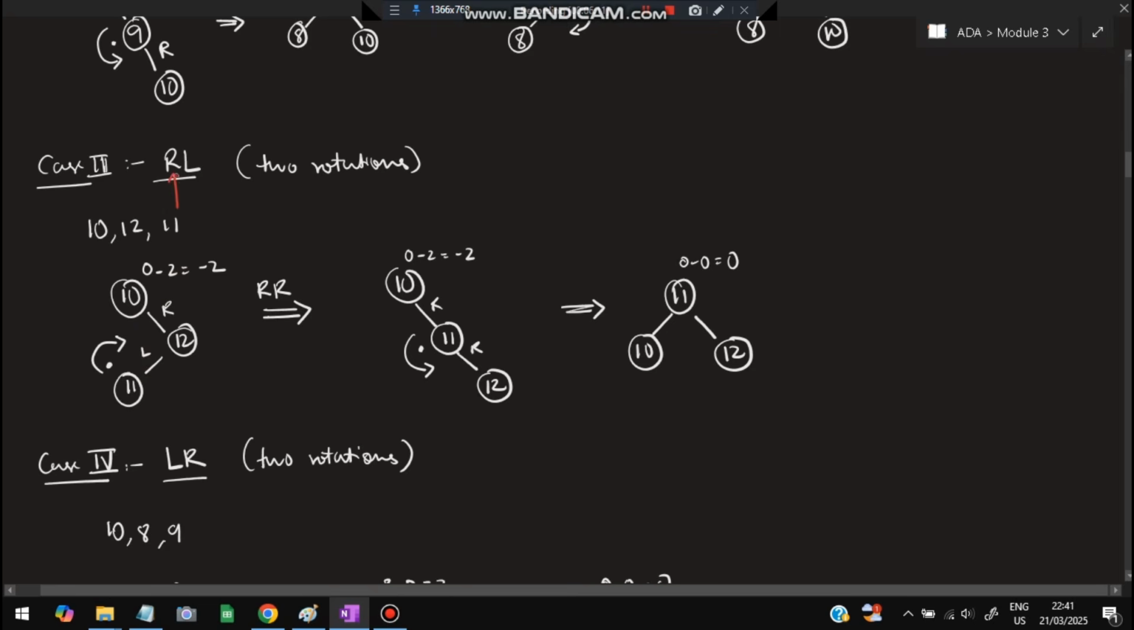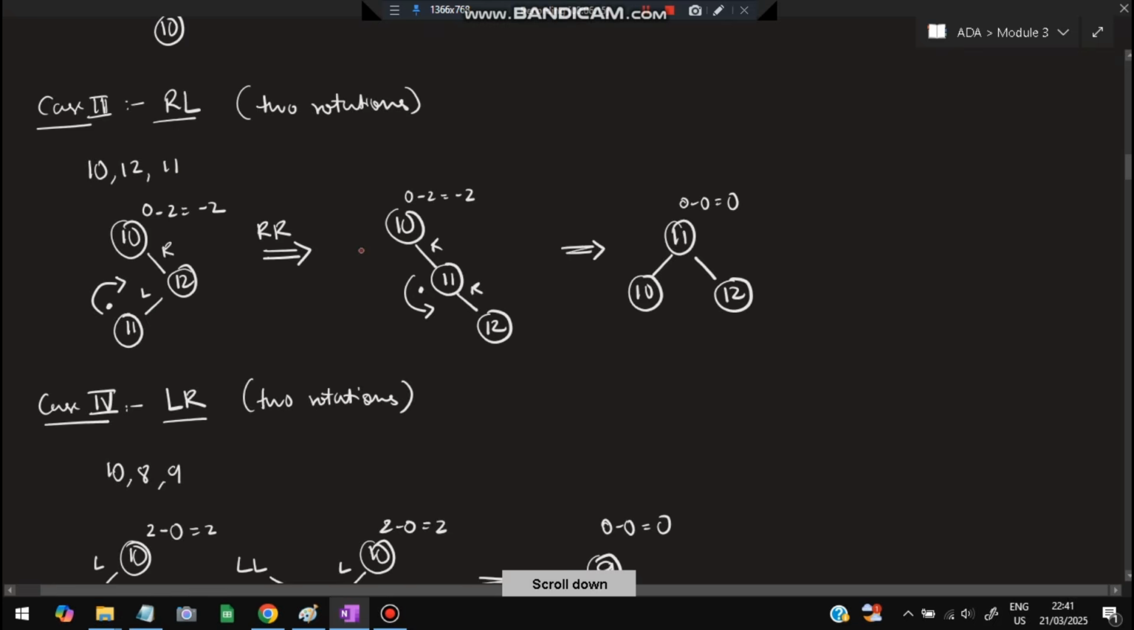RL is starting from R, right? So the first thing I have to do is convert this tree into an RR tree. How will I convert this into an RR tree? To convert this into an RR tree, take the bottommost element and put it here. If we push it here, what will happen? 11 will come in between 10 and 12. Now this is the first thing you need to do. Now it is in RR position. Always remember, the last element we will take and push it between these two elements. So it will become RR.